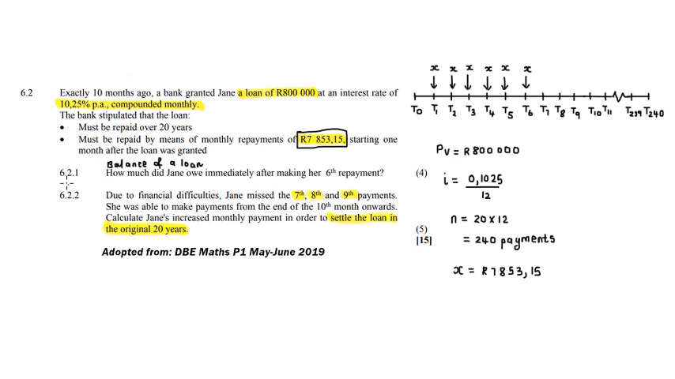Now 6.2.1 wants us to calculate the balance on her loan immediately after she made this sixth repayment. What is she owing on her loan after making that repayment? Then we just need to take note that after that, at the end of the seventh, the eighth, and the ninth month, she misses payments.